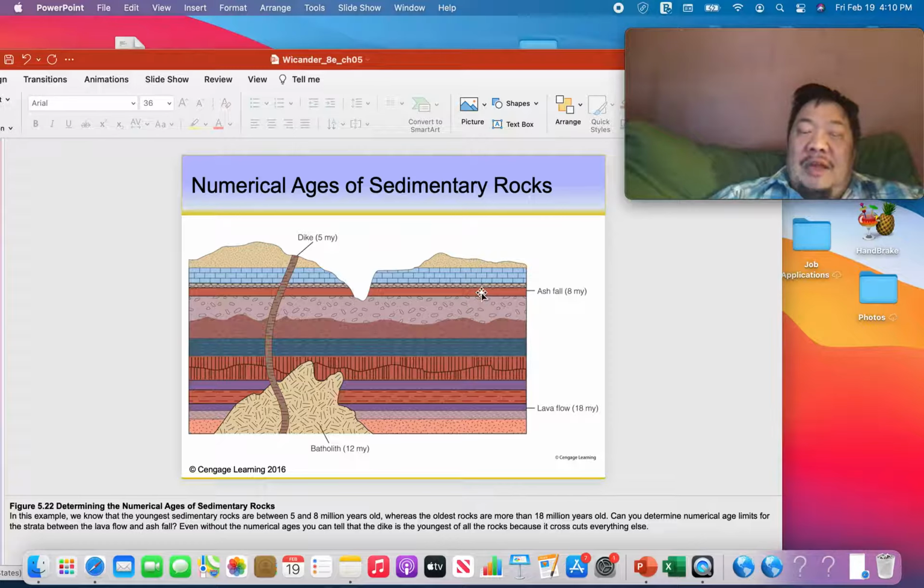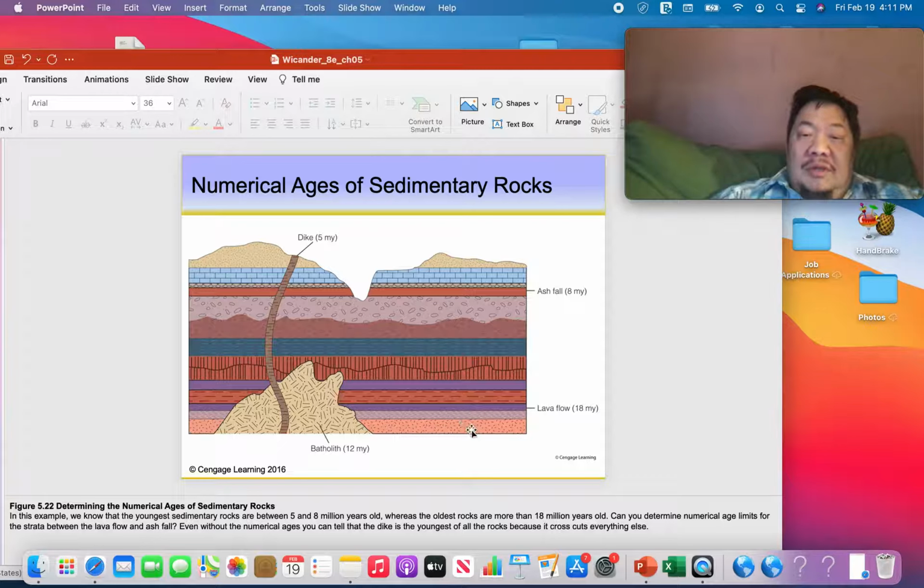Well, they're on top of the ash fall, so they must be younger than 8 million years old. But they're cut by the dike, so they must be older than 5 million years old. Bottom line is these three beds were formed from 5 to 8 million years ago, weren't they? Now here's an unconformity, by the way, here. But what about these rocks underneath the lava flow, first of all? How old are the rocks underneath the lava flow?